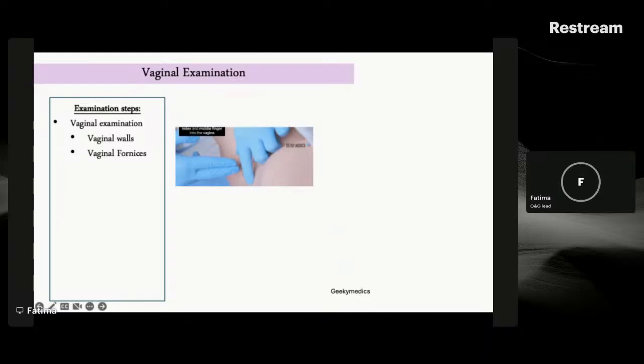And then you're going further into the vaginal fornices, and the fornices are the superior portions of the vagina extending into the recesses created by the vaginal portion of the cervix, and gently palpating the fornices for any masses as well. And then you go into the cervix.